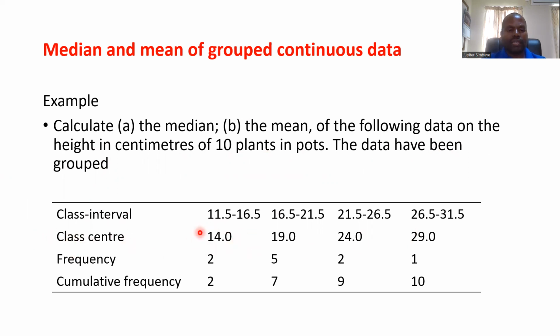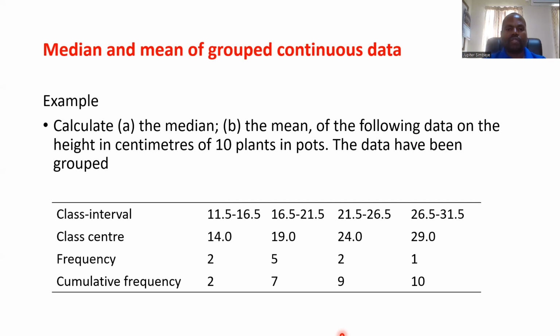The class center is this, and I hope you know how to calculate the class center. We take the lower bound and the upper bound, add these two, divide by 2, and we get the class center. Frequency: there were 2 observations which fell into this interval, 5 in this interval, 2 in this interval, and then 1 which fell in this interval. And this is the cumulative frequency. So we know that there are 10 observations. This is even, therefore we need to take 2 numbers in between, add them, divide by 2.